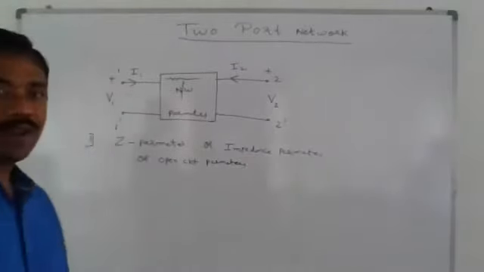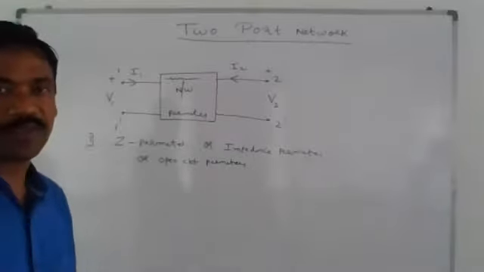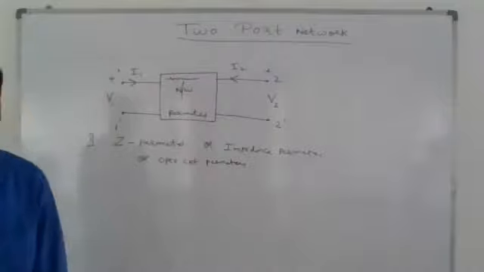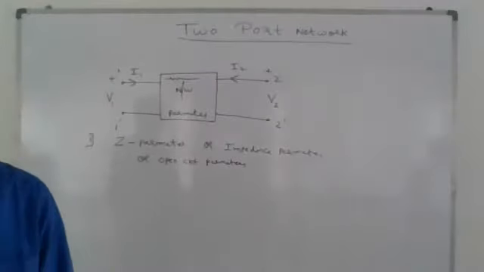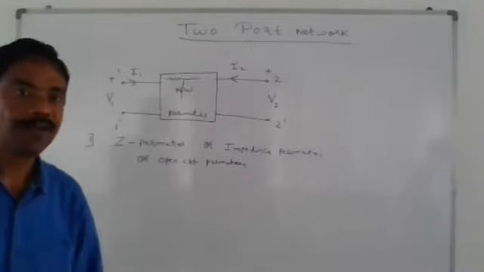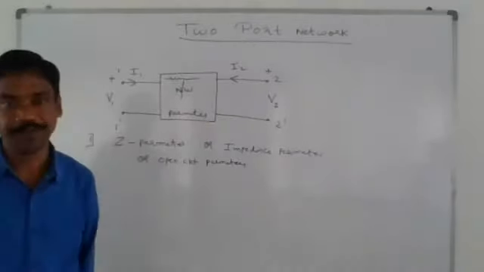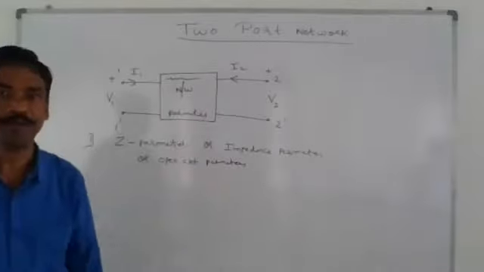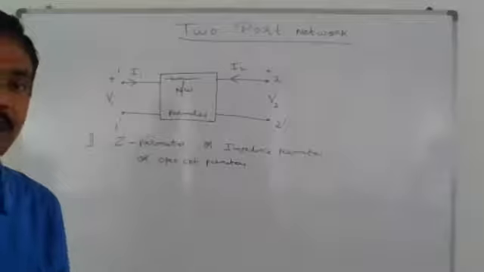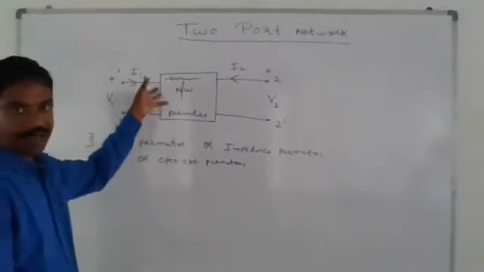Like for one component resistance, we find the value of the resistance. And for this box, we find the parameters. Because there are 6 parameters we are going to study one by one. Once these 6 parameters are studied, then this unit, the study of two-port network, is over. First parameter of this box is Z parameter. What is the value of Z?